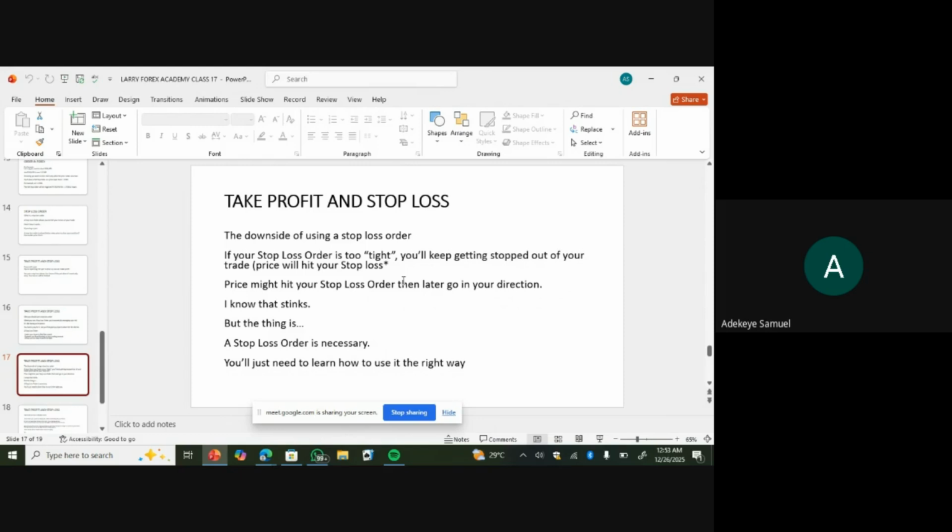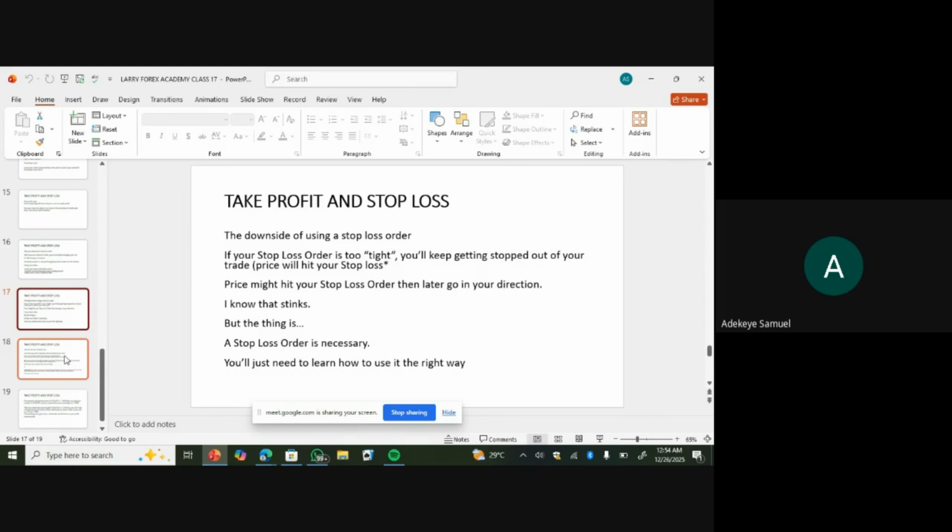But the thing is, a stop loss order is necessary. You just have to know how to use it the right way. You just have to know where to use it, how to set it. That's just it. Once you know the area where to put your stop loss, the market will not hit the stop loss and go in your direction. You have to know where to set your stop loss. All right.